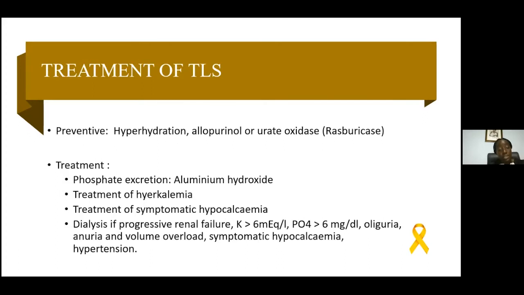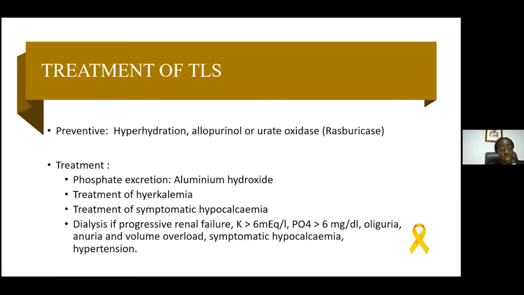But sometimes a child will come and you check the uric acid, which is already elevated. With that, allopurinol would have little effect on the already elevated uric acid. So you'd rather prefer a urate oxidase, that's rasburicase. What it does is that it metabolizes the uric acid into a soluble substrate, which is allantoin. That is water soluble, so it can easily be excreted. So that's the difference between allopurinol and the urate oxidase.